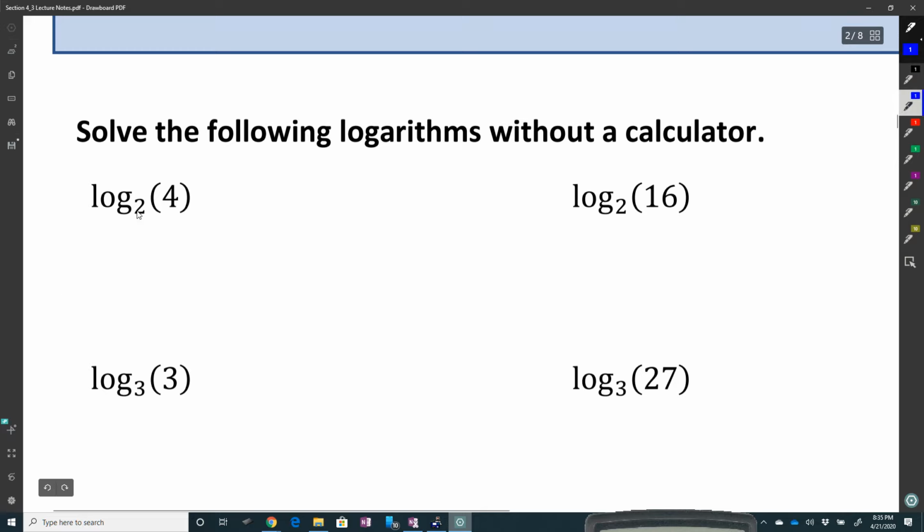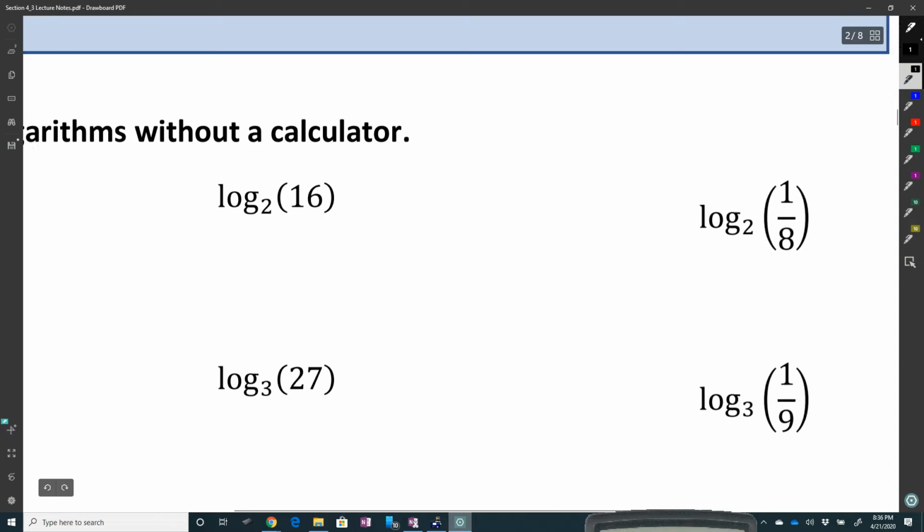So whenever we see this log base 2 of 4, we say 2 to the what is 4. What's your answer to that? Well, the answer is 2. Going to this one, 2 to the what is 16? 2 to the 4 is 16.